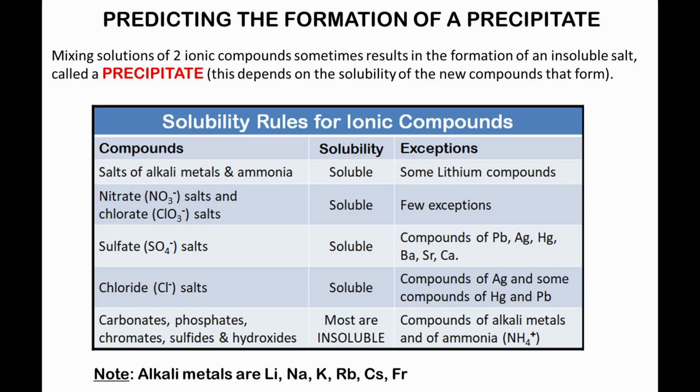Mixing solutions of two ionic compounds sometimes results in the formation of an insoluble salt, called the precipitate. This depends on the solubility of the new compounds that form. In the table below, the solubility rules for ionic compounds in water are shown. For example, salts of alkali metals and ammonia are soluble in water, with the exception of some lithium compounds. Note that the alkali metals are lithium, sodium, potassium, rubidium, cesium, and francium.